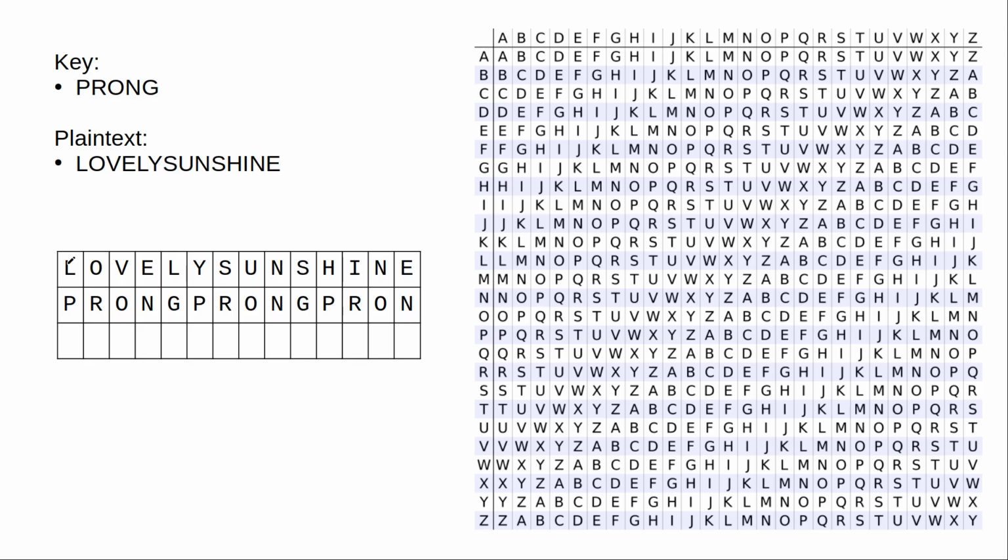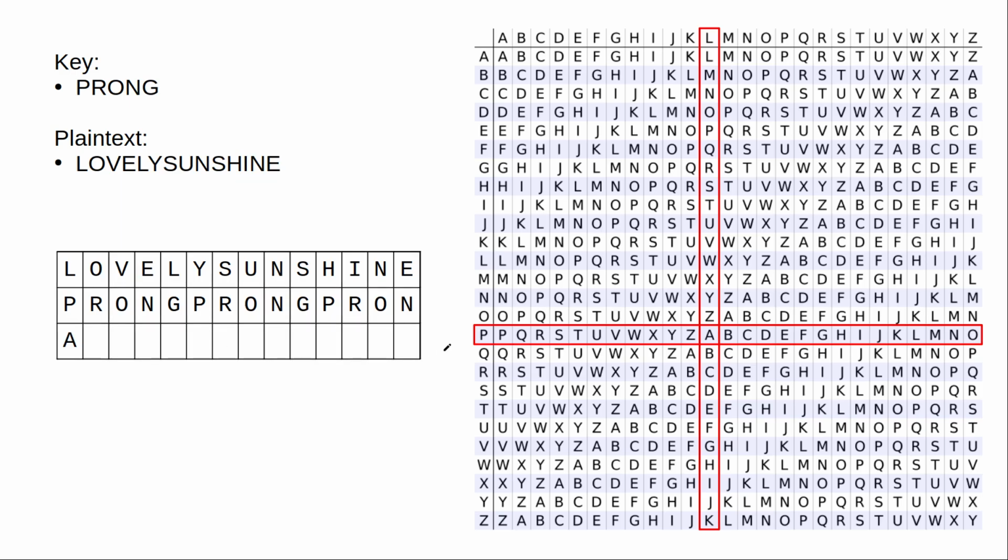So for this first letter here, L, it's right here, and we map this column. We find out where the letter P intersects at this column. So for our rows here, we find the letter P, so we mark that, and we intersect at the letter A, and so the letter A is our ciphertext letter for that very first plaintext letter.